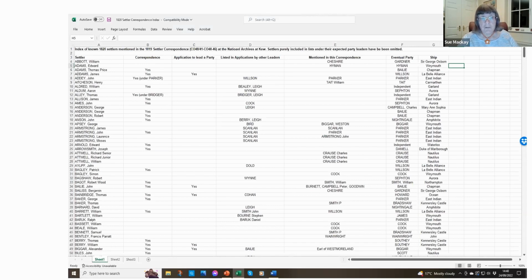column for correspondence, if they wrote correspondence themselves. If they applied to lead a party themselves, then there's a yes in that column. If they're listed in applications by other leaders, or if they're mentioned in any particular correspondence, other than just in the party lists in the parties with which they eventually emigrated. And then it gives the eventual party and the ship. So that might help you find any letters written by your ancestors.